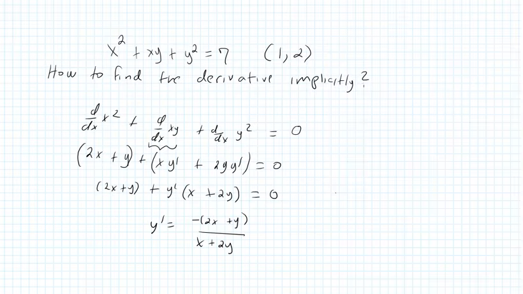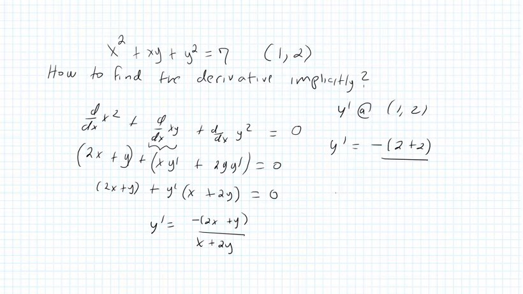But the final step is to plug the point (1, 2) into the derivative, and then we're done. Okay, so let's do that. So y prime at (1, 2) is equal to negative: 2 times 1, that's 2, and then y is 2, so plus 2. And at the bottom, x is equal to 1, plus 2 times y, where y is 2, so 2 times 2 is 4, so plus 4.